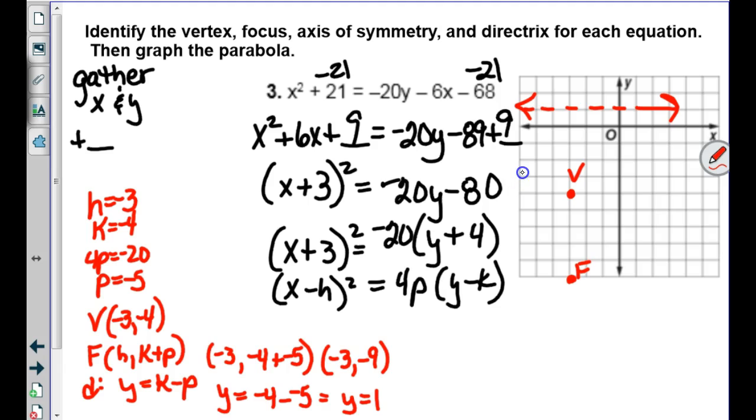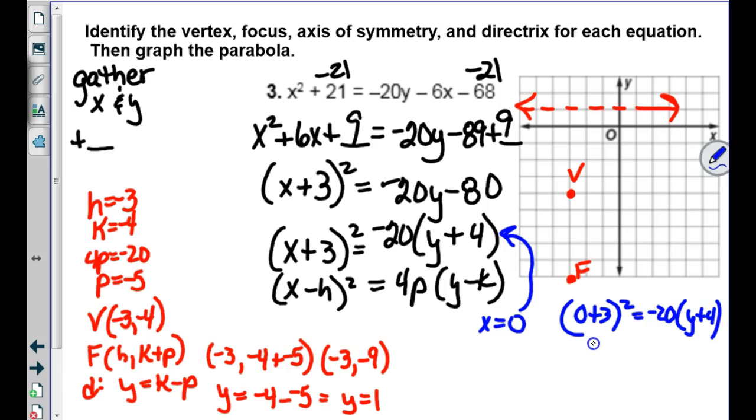Okay, then the tricky part. Anybody put a value in yet? How about 0? Yeah, so we want to see where it crossed the y-axis. So we're going to put in x equals 0, and I'm going to put it into this one right here, the nicely formed one. 0 plus 3 squared equals -20 times y plus 4. And I really don't care if it comes out nice. Let's see, this would be 9 divided by -20 and then subtract 4.